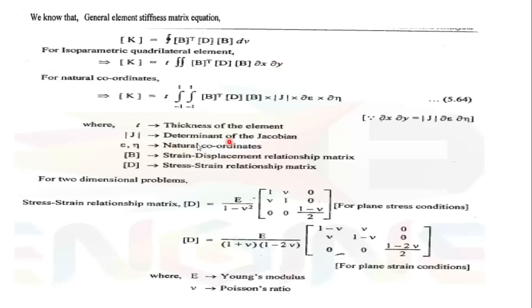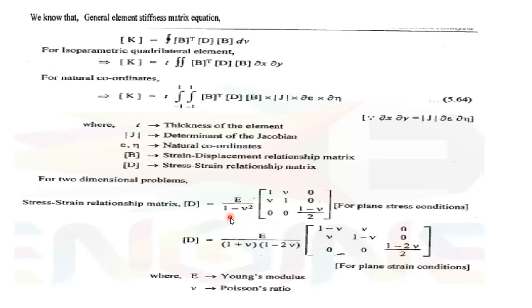So in the determination, mod J is the Jacobian, B is the strain displacement relationship, and D is the stress strain relationship matrix. Since this is a two-dimensional element, we have already derived the D matrix for the two-dimensional element from Hooke's law. There are two conditions for a two-dimensional problem: one is the plane stress condition, another is the plane strain condition.